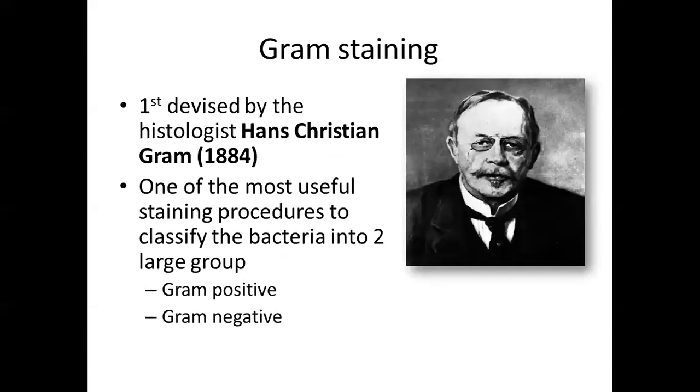Gram staining was first discovered by the histologist Hans Christian Gram in 1884. It is one of the most useful staining procedures to classify bacteria into two large groups, that is gram positive and gram negative. But unfortunately, Christian Gram identified only gram positive staining.